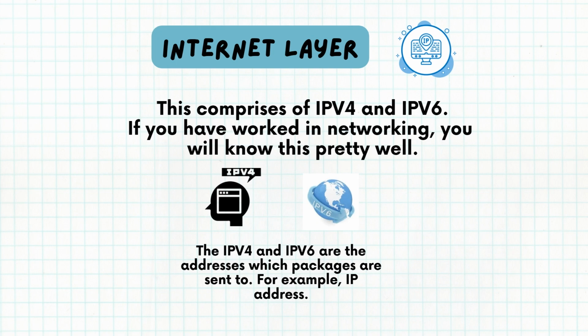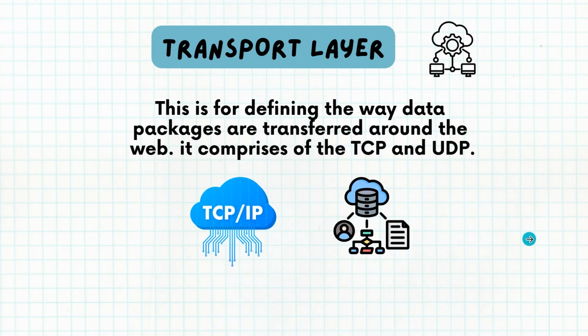But I'm not going to dive more into the networking aspect of this. If you want to understand more of the networking, you can always Google it. The internet layer comprises IPv4 and IPv6. IPv4 and IPv6 are the addresses which packages are sent to, for example, an IP address.